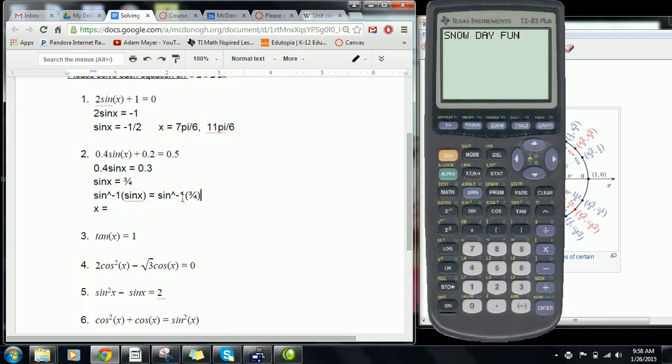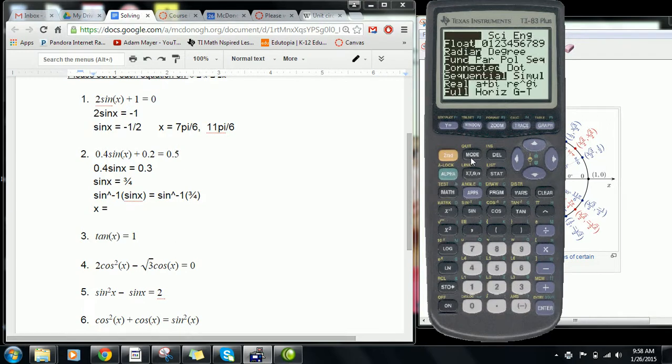And on the right, I just need to evaluate what the inverse sine of 3/4 is, right? So let's go back to degree mode. Well, let's check what mode I'm in. I want to make sure I'm in radian mode. Okay, I'm going to get rid of that nonsense, and I'm going to take the inverse sine, which is second sine of 3/4. Okay, and that gives me in radians this particular value.